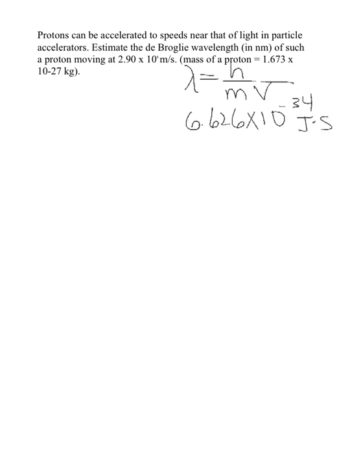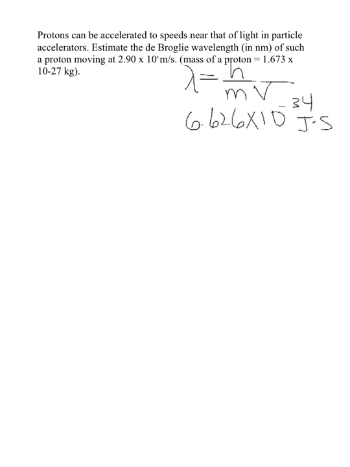So what equation are we going to use? Well, the de Broglie equation says that the wavelength is equal to Planck's constant divided by the mass times the velocity. Planck's constant is something you should know. It is 6.626 times 10 to the negative 34 joule seconds.